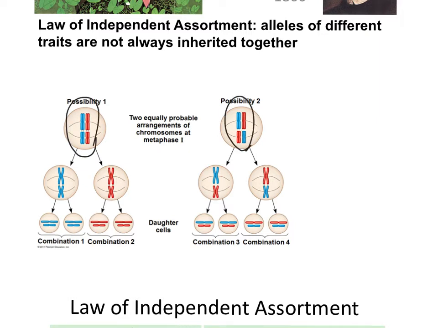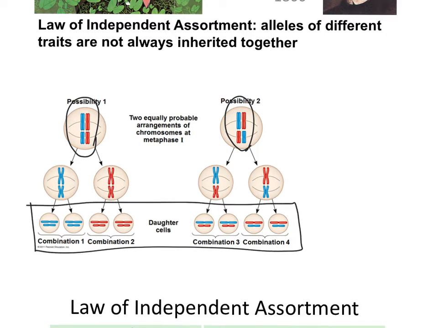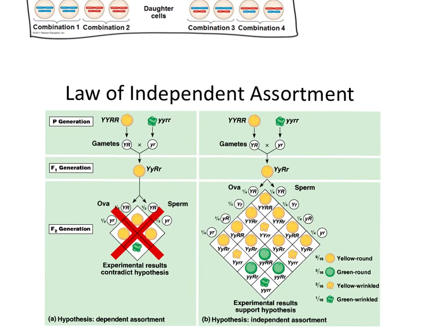There's two possible combinations that these red and blue chromosomes can line up in. As you can see, that then produces different combinations that can be in the offspring. So the law of independent assortment says that traits do not always just automatically travel together. Each trait is inherited separately.